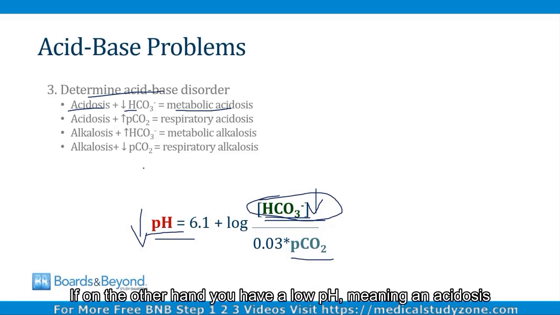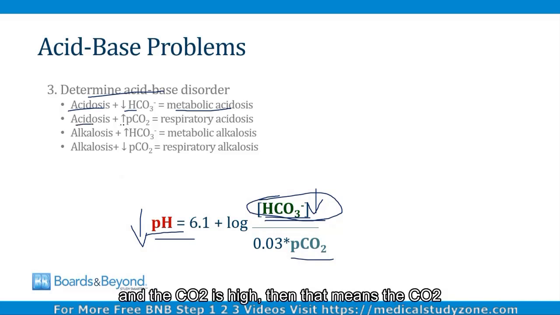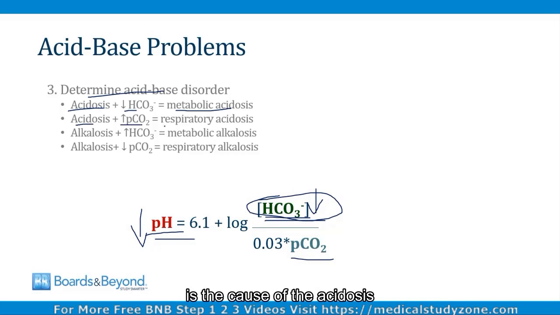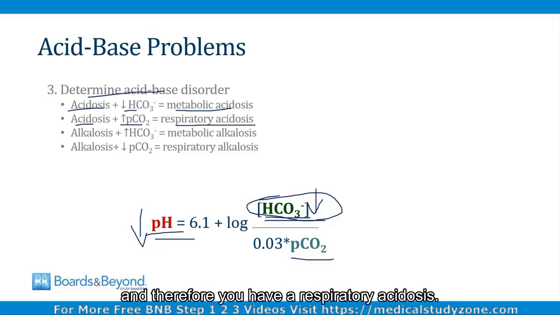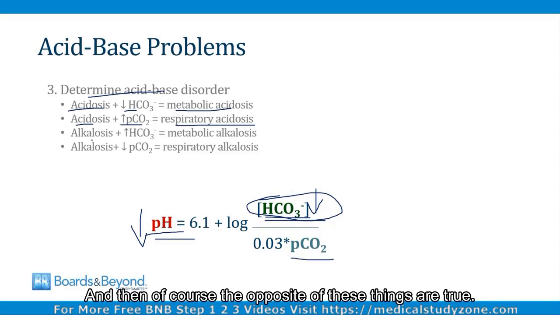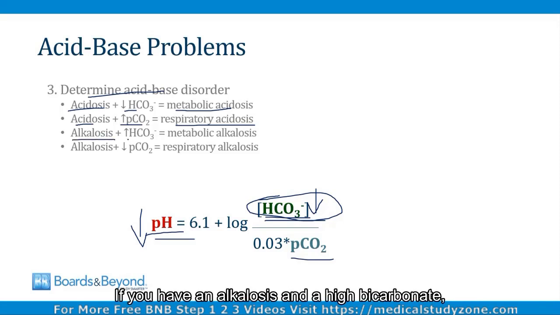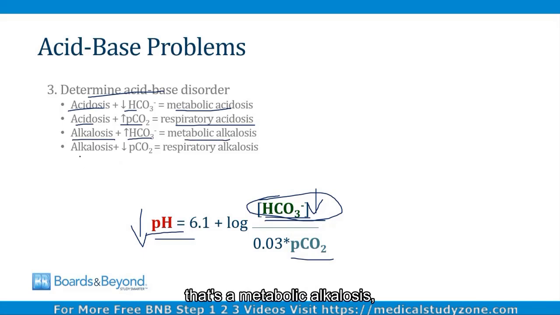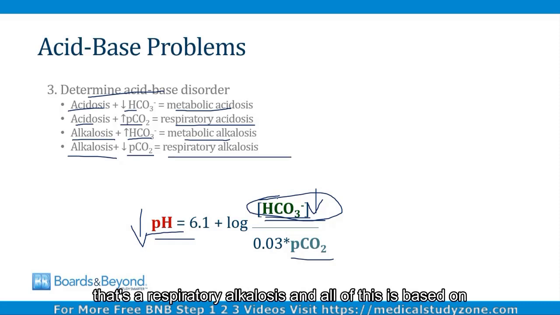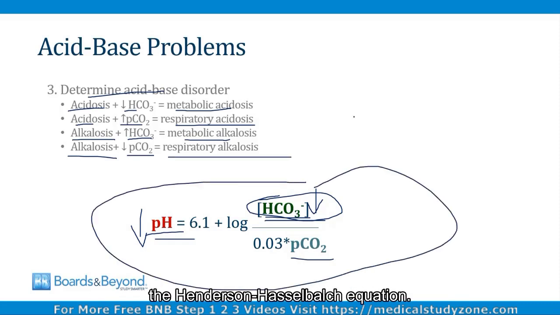If, on the other hand, you have a low pH, meaning an acidosis, and the CO2 is high, then that means the CO2 is the cause of the acidosis, and therefore you have a respiratory acidosis. And then, of course, the opposite of these things are true. If you have an alkalosis and a high bicarbonate, that's a metabolic alkalosis. If you have an alkalosis and a low CO2, that's a respiratory alkalosis. And all of this is based on the Henderson-Hasselbalch equation.